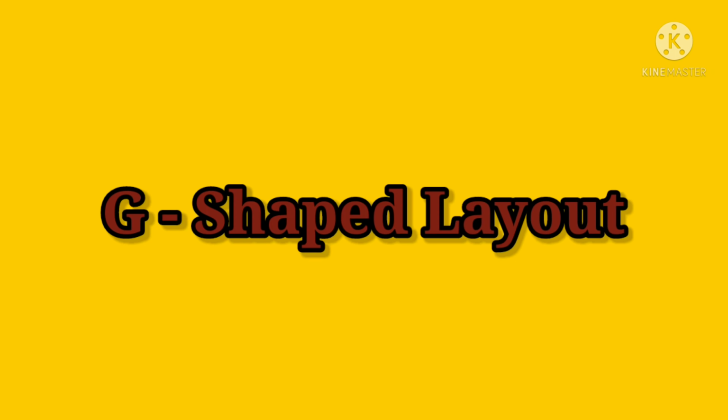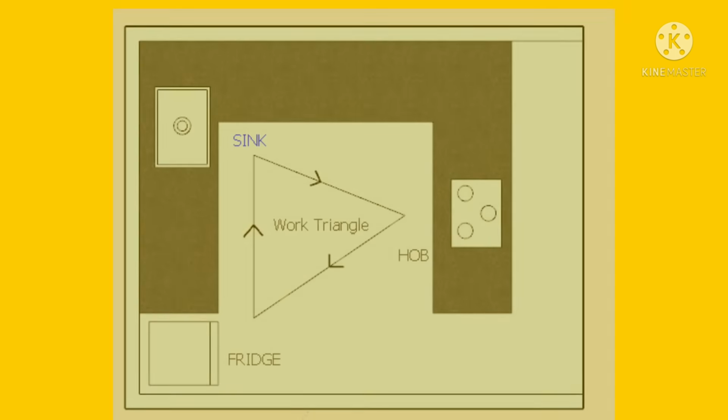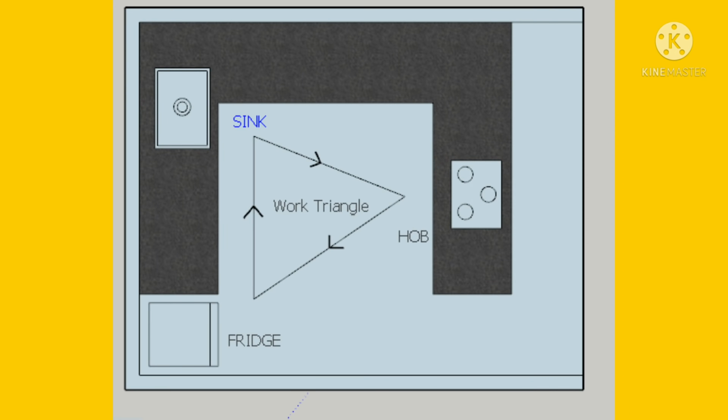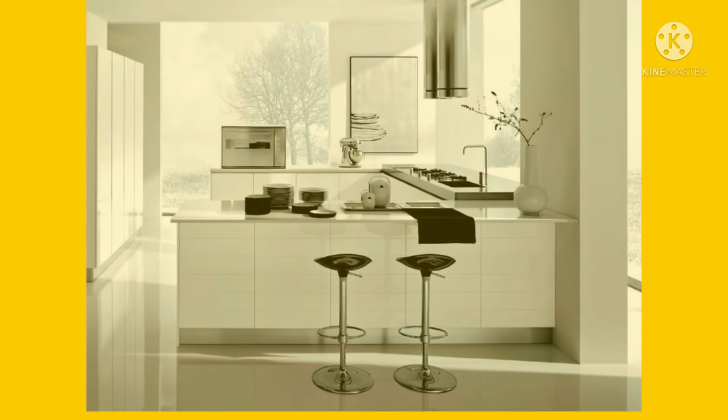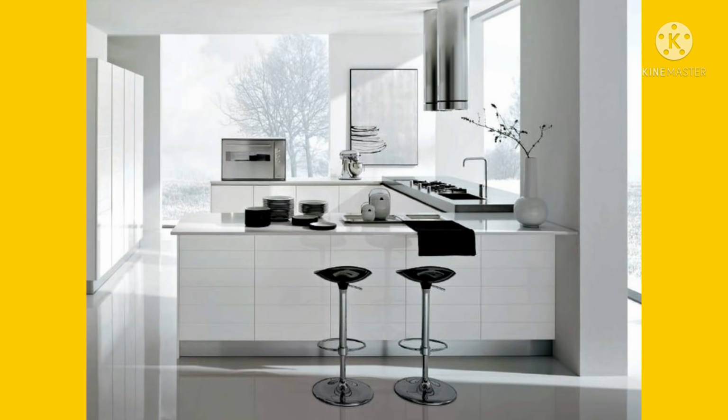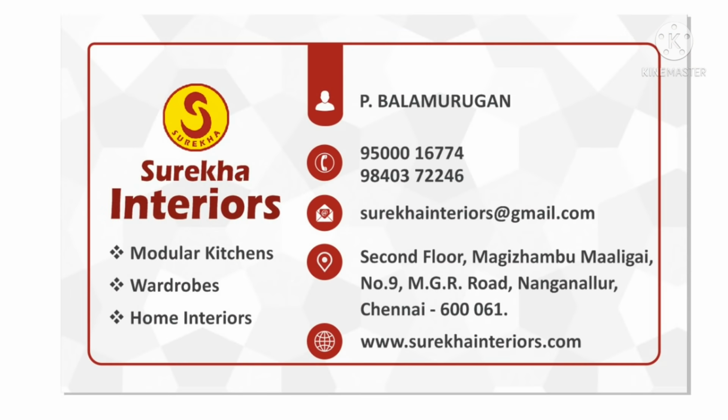G-shaped layout. The G-shaped layout is pretty similar to an island kitchen. The main difference between the island kitchen and the normal kitchen is that it joins to the counter and acts as a breakfast table. The shape is perfect for small areas where you can accommodate a dining table. These are the different types of modular kitchens which help you to enhance your look and feel.